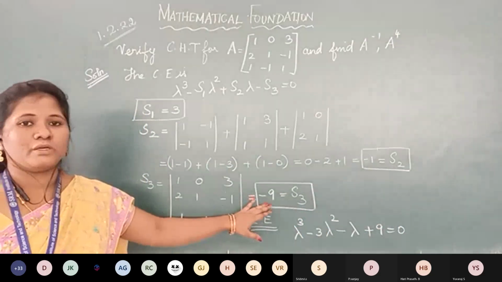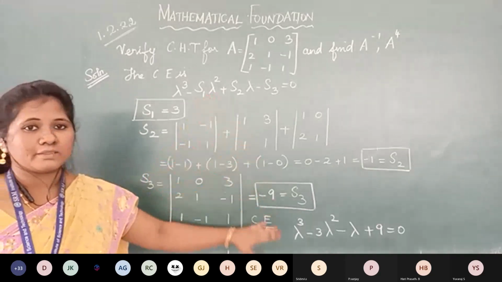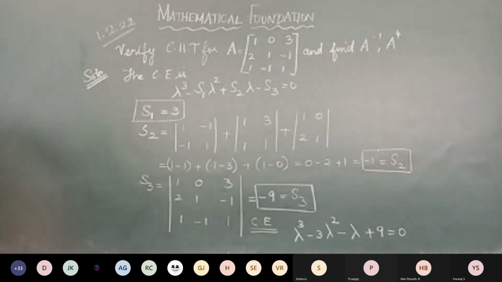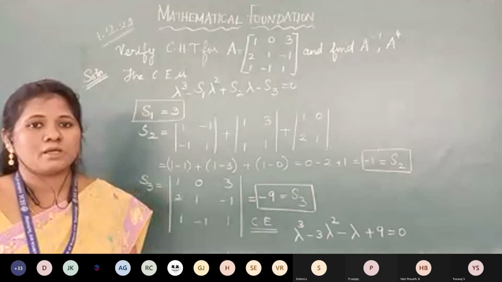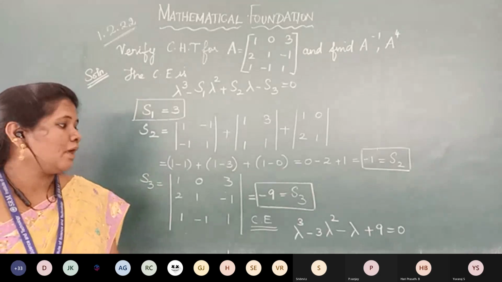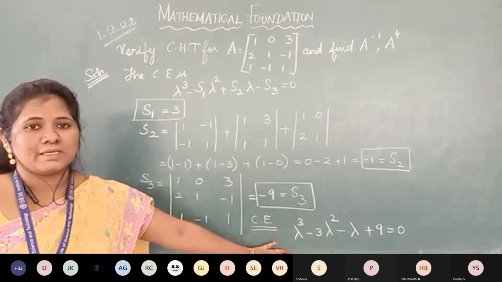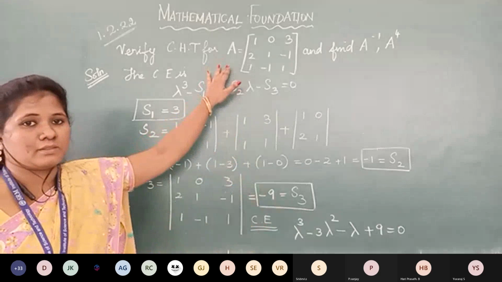Be very careful with your negative sign and your positive sign. According to the formula, write it down. Write it quickly. As soon as you find out your characteristic equation, next you'll have to verify your Cayley-Hamilton theorem. To verify the Cayley-Hamilton theorem, instead of this lambda scalar, what will you do? Instead of lambda, you will write the given matrix.